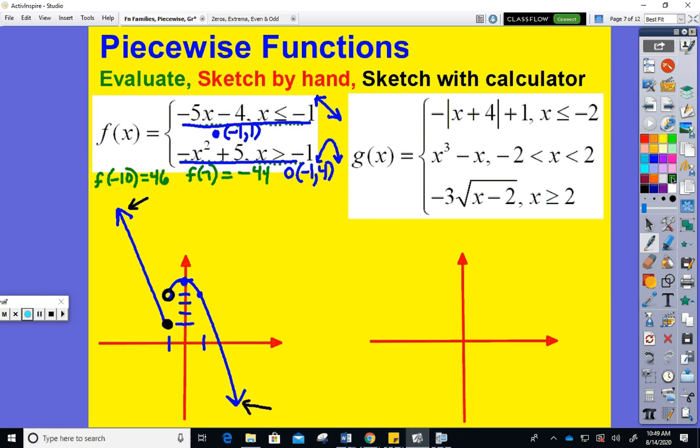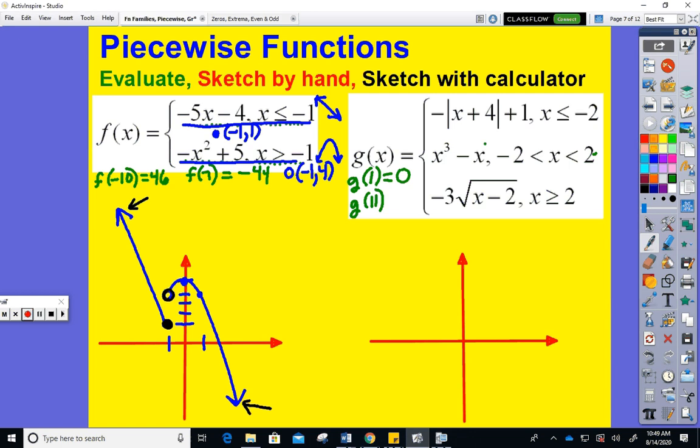All right, so let's look at g of x. Let's start again by evaluating g of x. So if I said, well, can you evaluate maybe g of 1? Well, let's see here. 1 is an x value that would fall in this middle description of x. It falls between -2 and +2. So plot it here. So let's see, 1 cubed is 1, minus 1 is 0. Okay, got it.